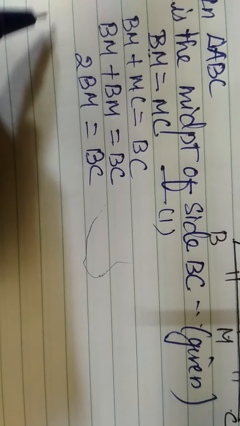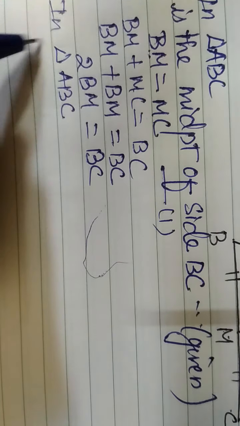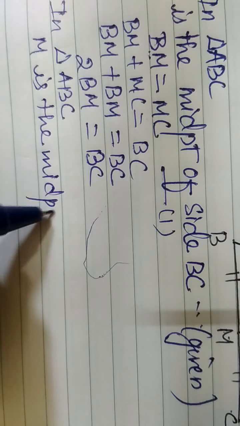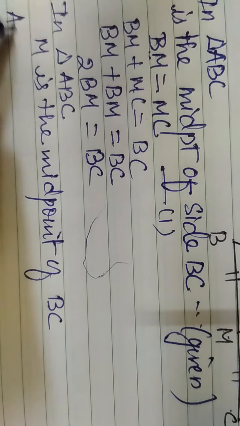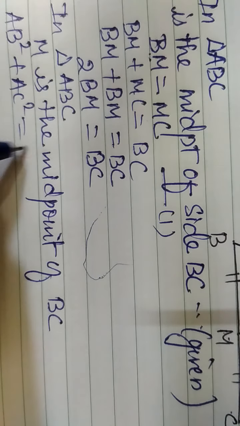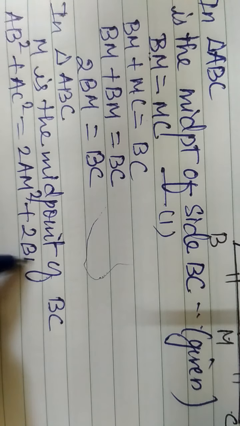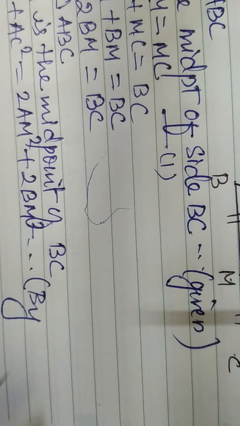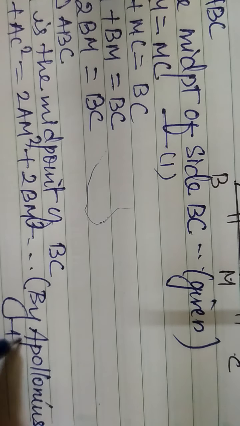That means in triangle, again we will take triangle ABC. Again we will mention M is the midpoint of BC. So here we can use the Apollonius theorem, that is AB square plus AC square equals 2AM square plus 2BM square. So write here, by Apollonius theorem.